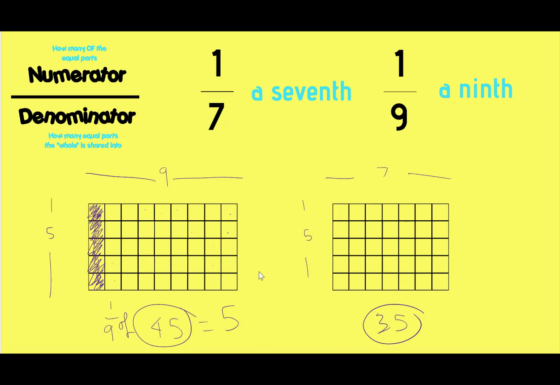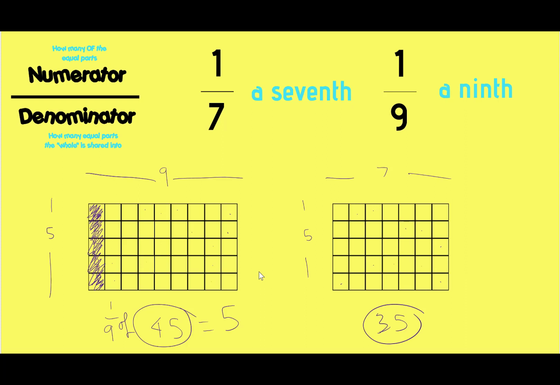Now, what about a 9th? 1, 2, 3, 4, 5, 6, 7, 8, 9. 1, 2, 3, 4, 5, 6, 7, 8, 9. 1, 2, 3, 4, 5, 6, 7, 8. It's not enough, okay? I can't find a 9th of it. I've proved it by shading, but I also know that I can't find a 9th because 35 is not in the 9 times table.